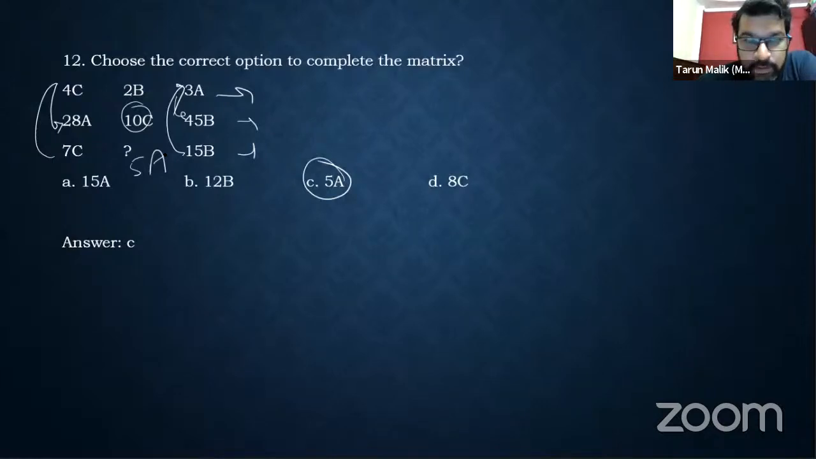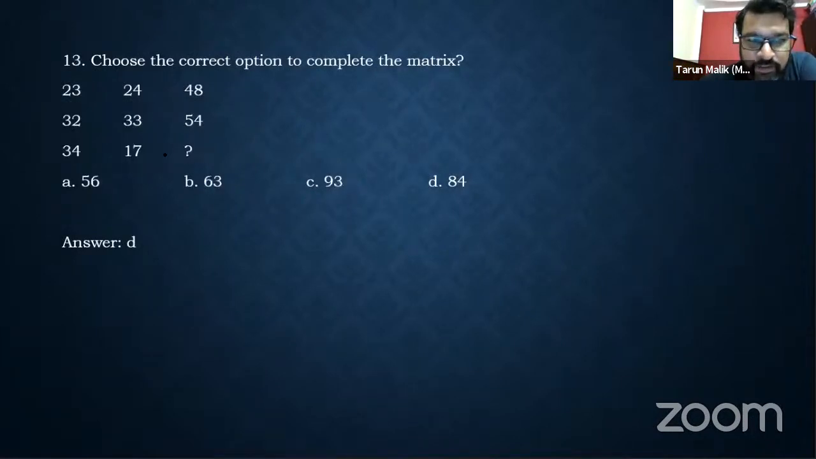Yes, Satvik. Silly mistakes are actually silly mistakes. Next, now this is slightly tough. This is not an easy question. Anybody got it correct?